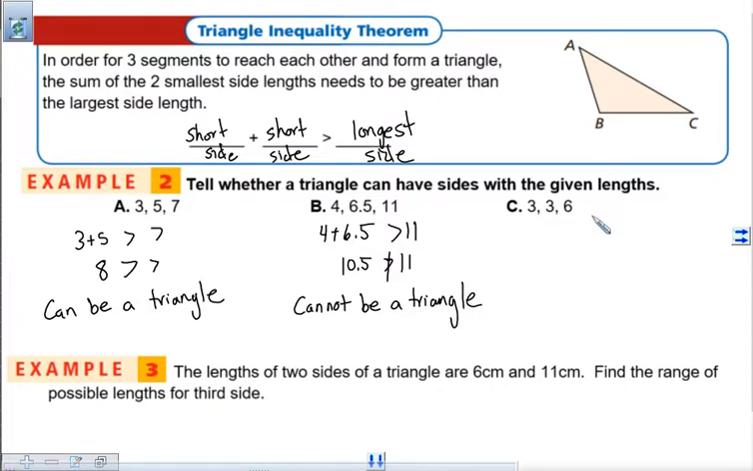And then on our next one, our two smallest numbers are 3 and 3, so we're going to add those together, see if it's greater than 6. And 3 plus 3 is 6. 6 is not greater than 6. So again, this cannot be a triangle.